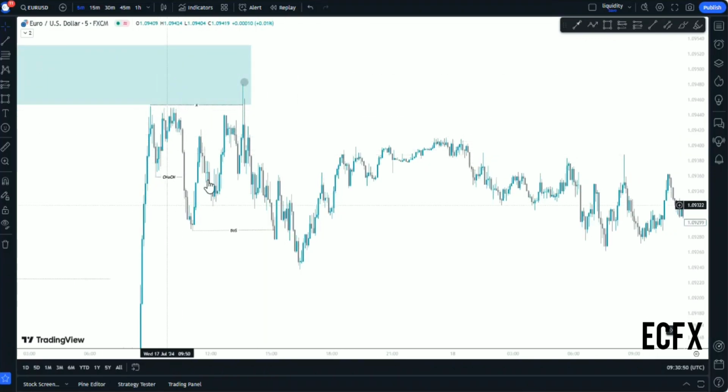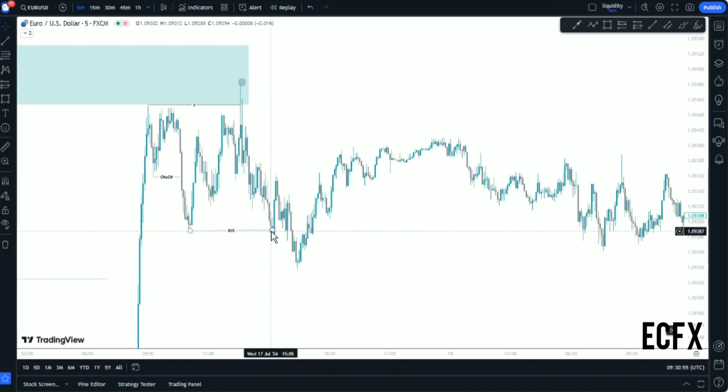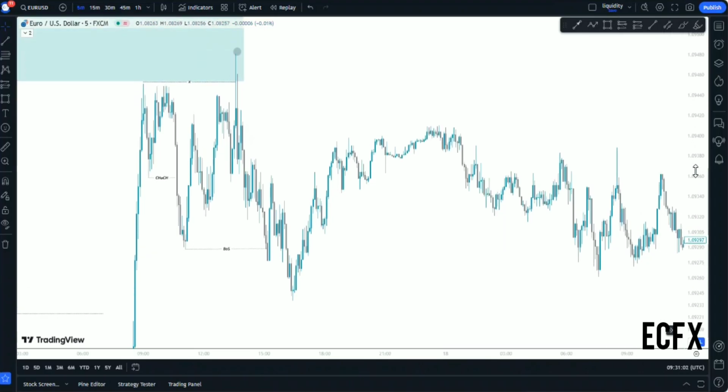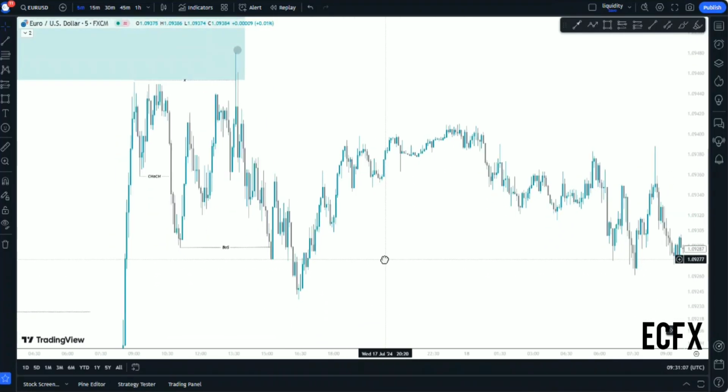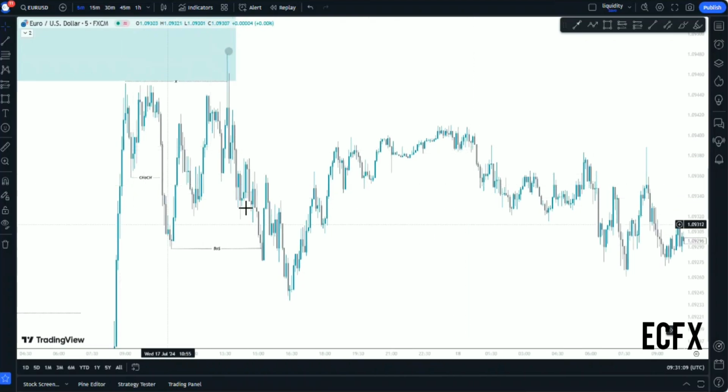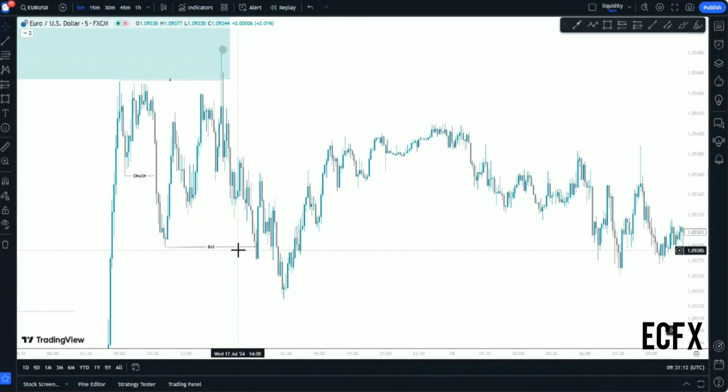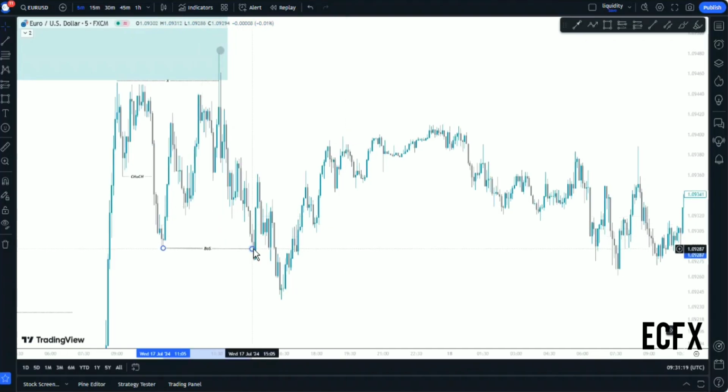But from the first change of character to the most recent break of structure, we can already identify that price is now in a slight downtrend, and what we are looking for at this point in time is to target the weak lows before anything else, right? So this is called a flip zone, and from here it makes things a bit easier for us to trade from, because it's the second break of structure after the first change of character.